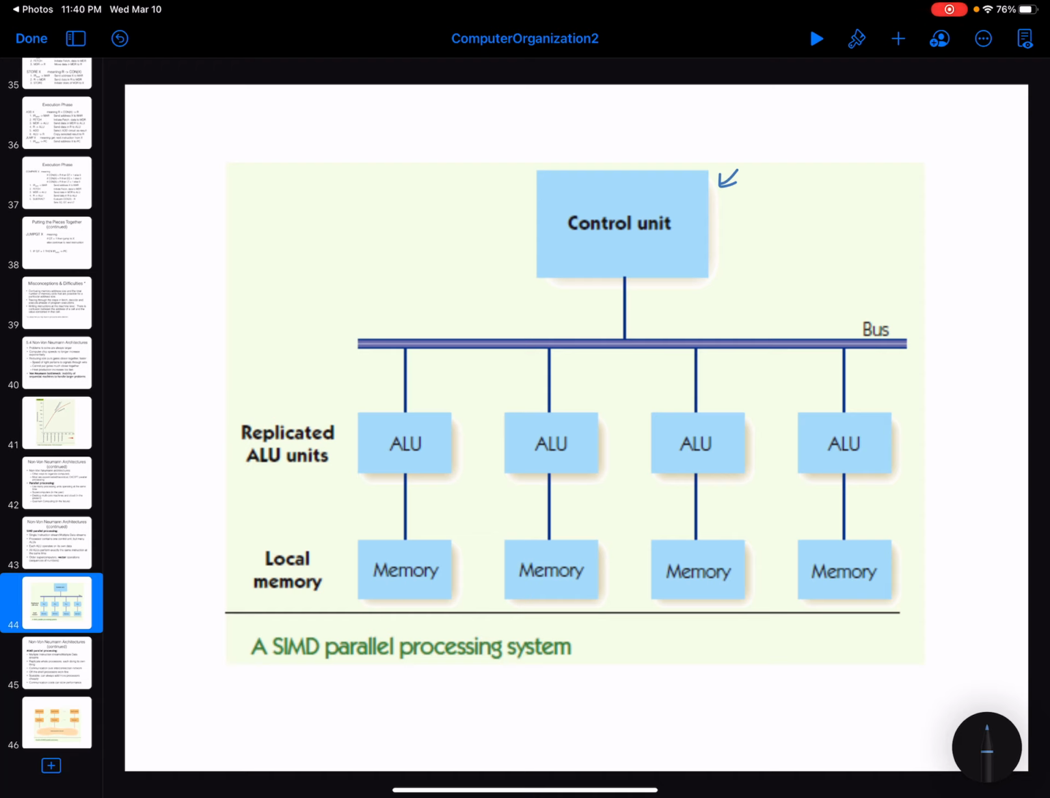The thing about this type of parallel processing model is that because the control unit was centralized, all of these ALU units should be following exactly the same architecture, and all of them at each time would do exactly the same instructions, because the control unit would send out one signal to all of the ALU units. And because of that, it has a lot of restrictions.